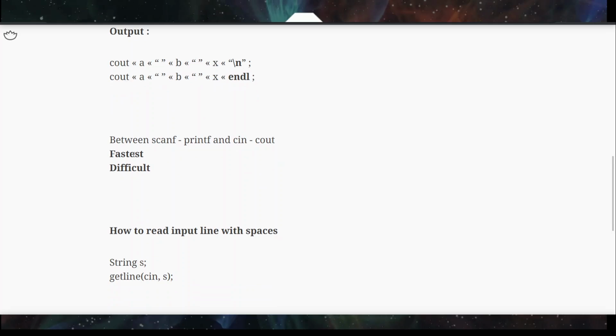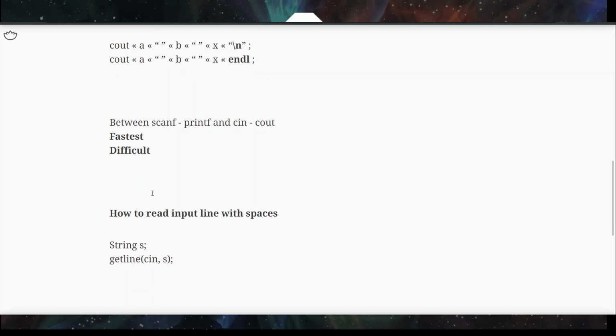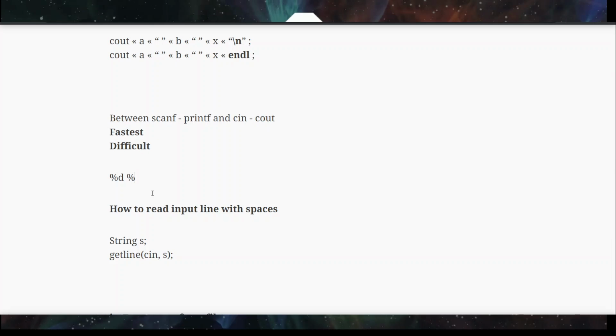Let's now understand the difference between scanf/printf, which come from the C library, and cin/cout, which come from the C++ library. The fastest approach is scanf and printf because it is more specific, which means we always give %d, or %f for float, or %s for string, or %c for char. This is a specific type of input, so it is understood more quickly. So scanf and printf is a faster approach than cin and cout, but it is more difficult.